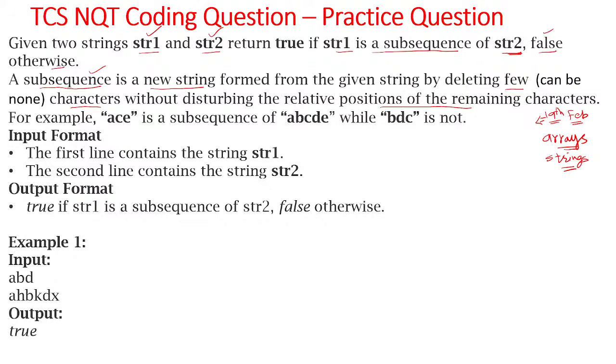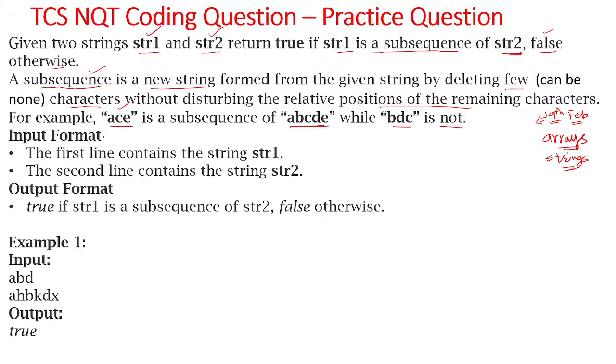An example is given here. ACE is a subsequence of ABCDE, while BDC is not a subsequence. So the string ACE is called a subsequence of the string ABCDE, while BDC is not a subsequence. That is what he has given in the example.